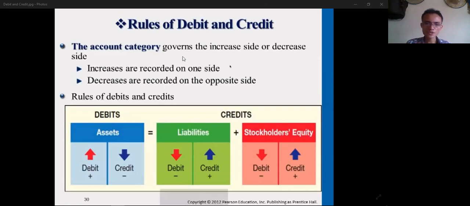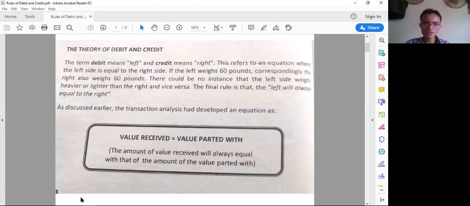Even by this figure alone, it is already shown what debits and credits are all about. But we'll go back to this one, I promise. So let's have the discussions first on the PDF file. Here, the theory of debit and credit.